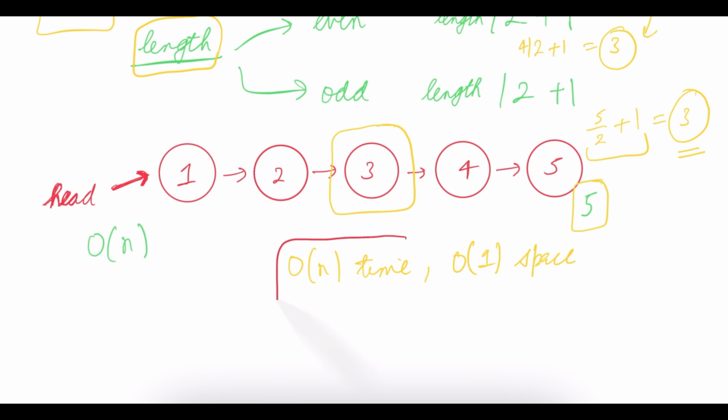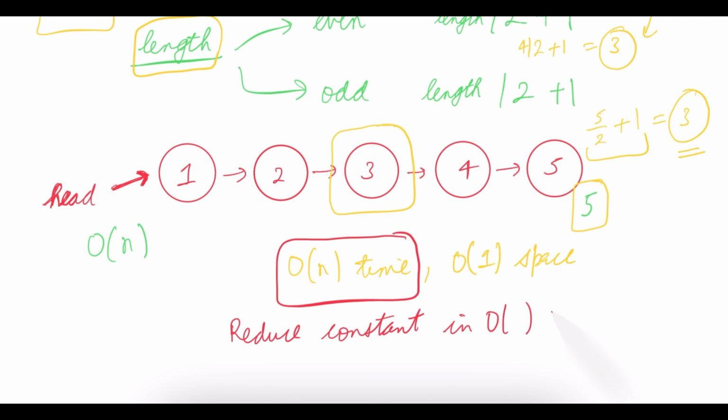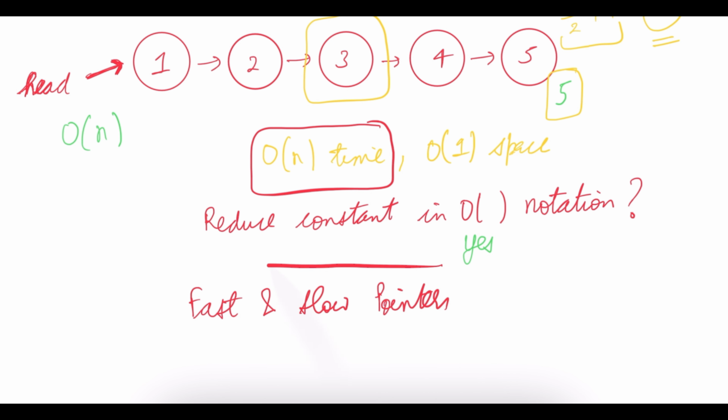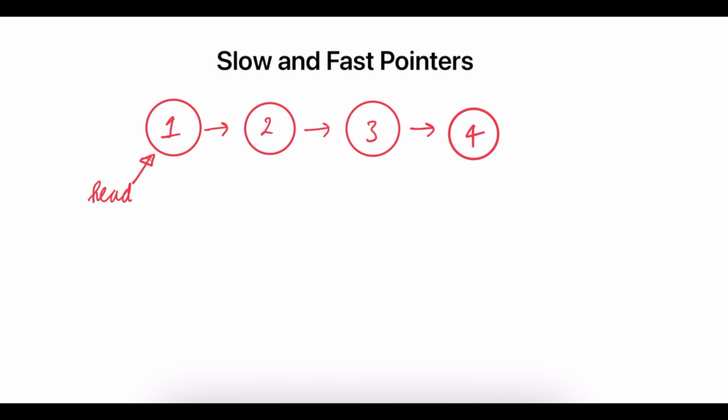But can we do better in terms of time? Can we reduce the constant in the big O notation? Well, the answer is yes, we can do better. The better solution will involve fast and slow pointers that we discussed in our previous videos. So let's have a look at that approach and try to figure out an algorithm on how we can find the middle node.